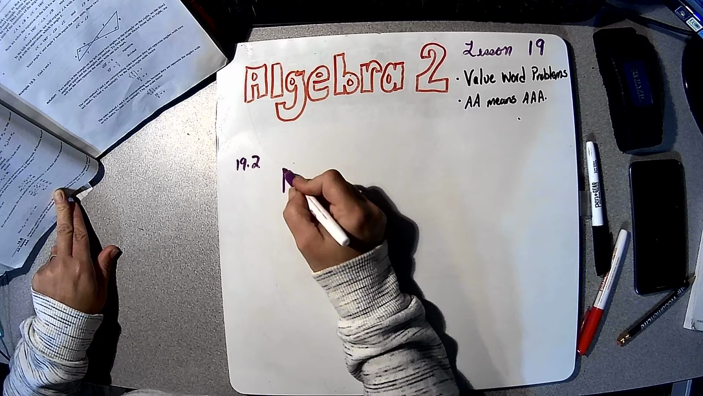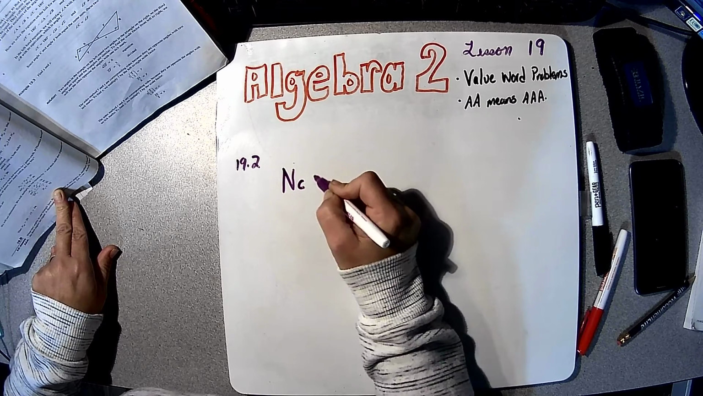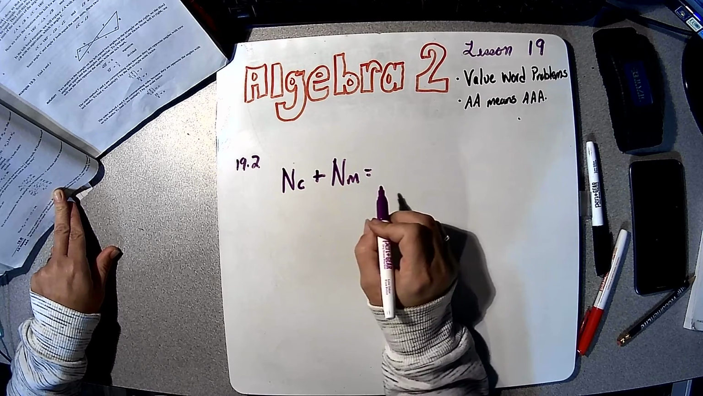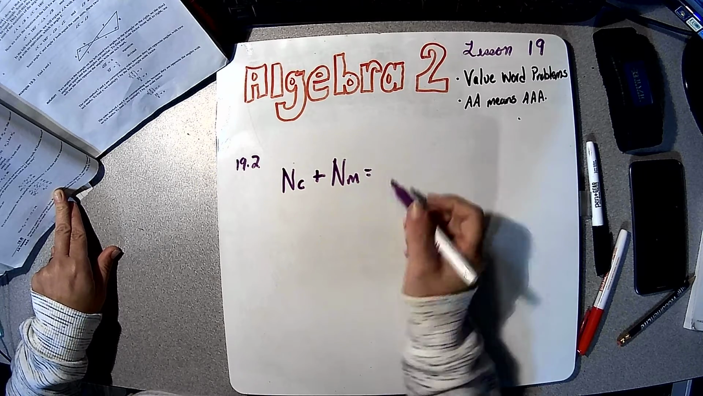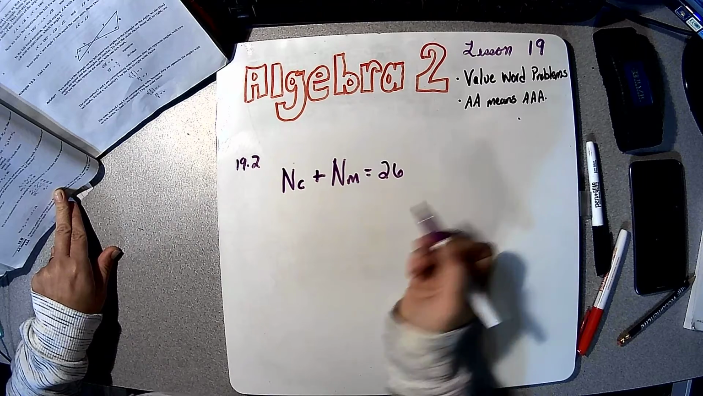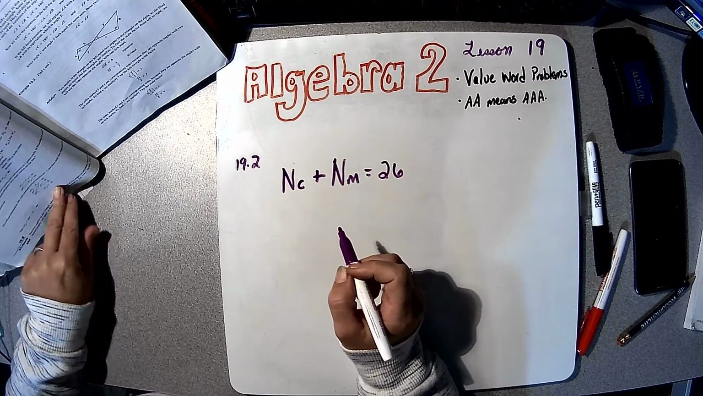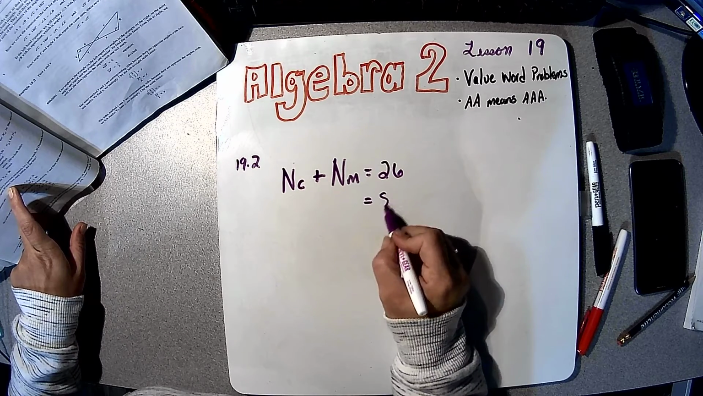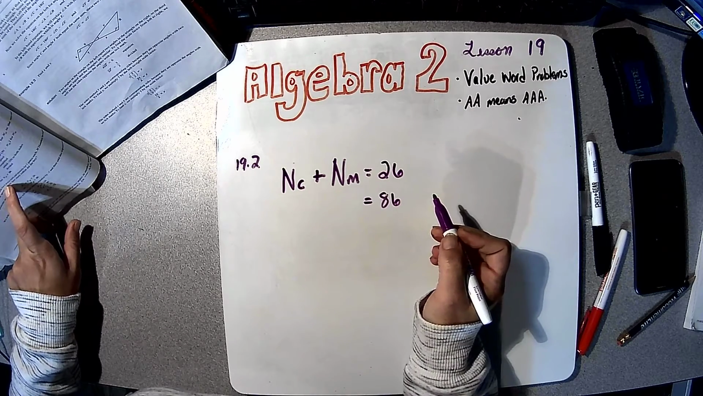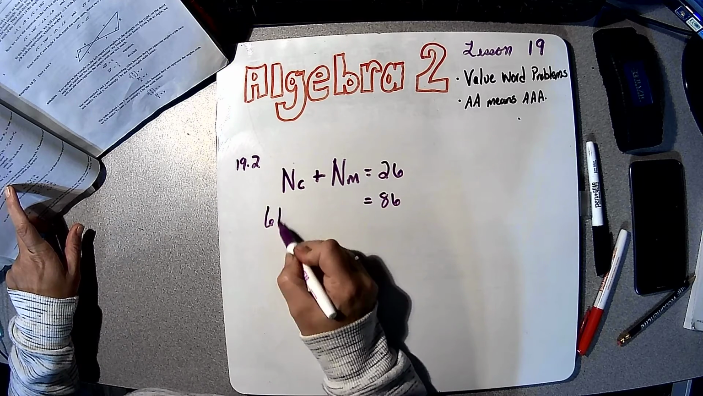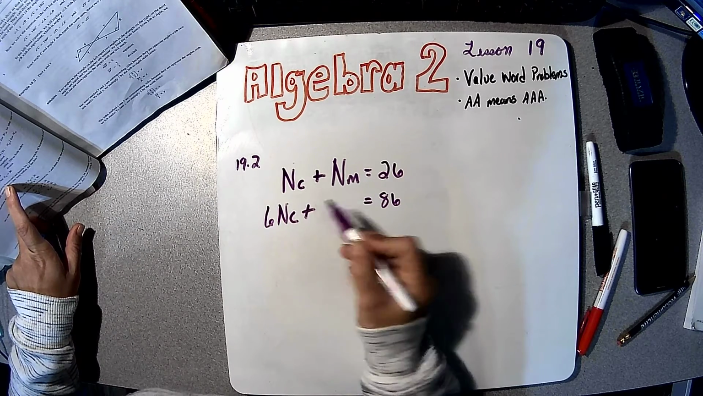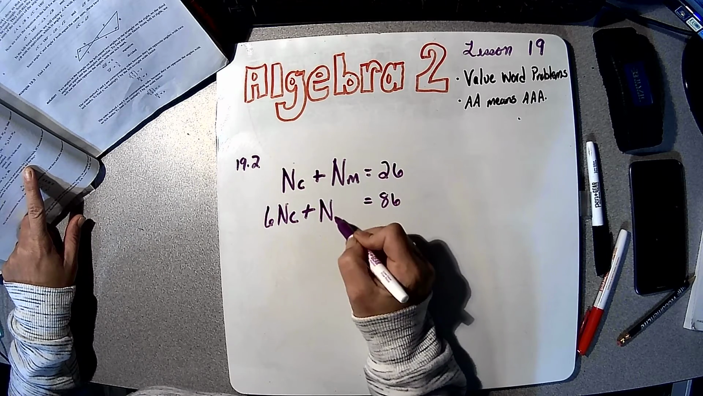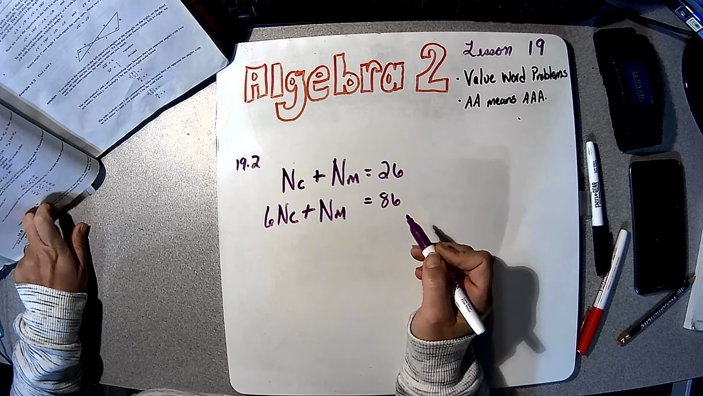Okay, so we're going to have the number of codfish plus the number of mussels equals, this is the total amount of things that she bought. She bought 26 items, so that equals 26. Okay? And then we're going to say she spent 86 pence, and it said that codfish are 6 pence. So 6 times the number of codfish plus mussels are 1. So 1 times the number of mussels equals 86.